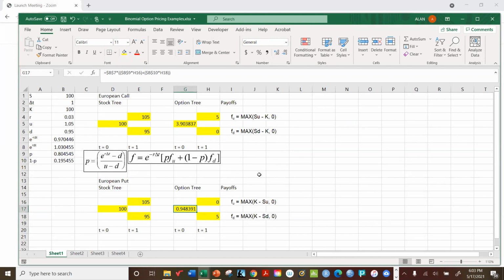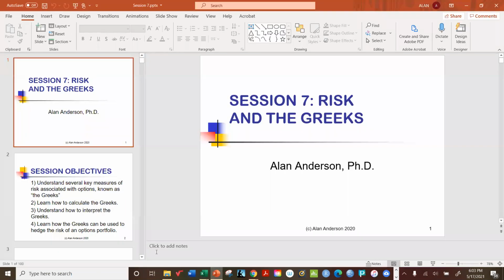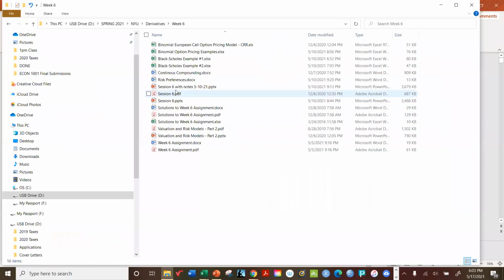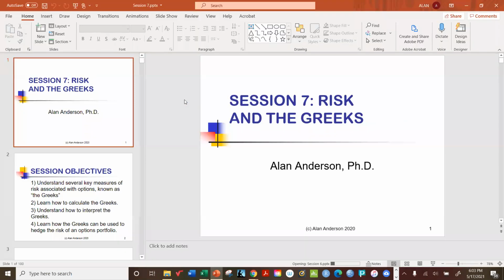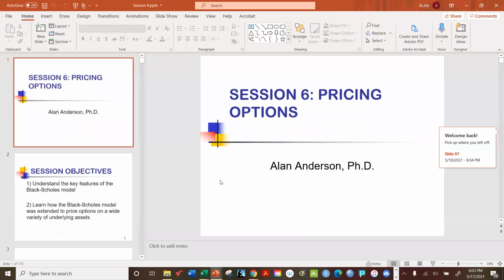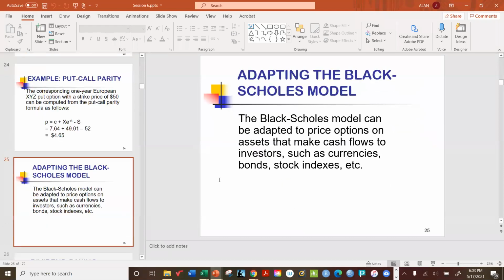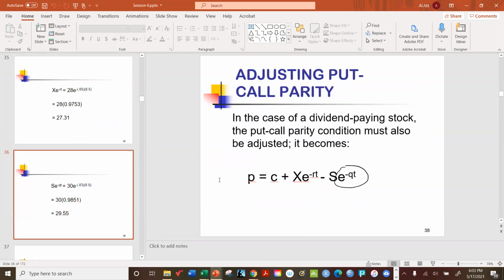But when we come to the American call options and the American put options, we have to take into account the fact that they can be exercised early. So our strategy is a little bit different for pricing them on the tree, but the basic logic hasn't changed. Let's go back to the slides for session 6 and quickly review what we were doing there. Specifically, the formulas for the binomial option pricing model. That's what we're interested in right now.